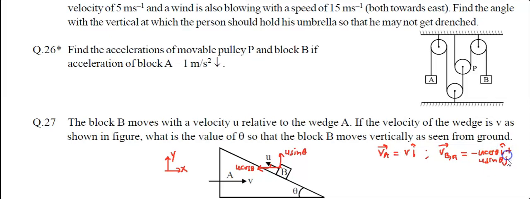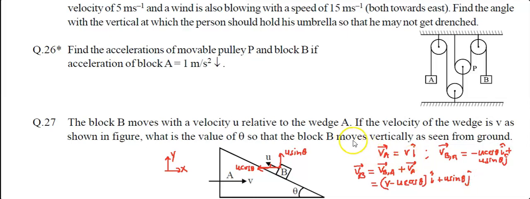We need to find the velocity of B with respect to ground. So the velocity of B with respect to ground is going to be equal to the velocity of B with respect to A plus the velocity of A. This is the relative velocity formula: VBA is equal to VB minus VA. That's what we are using. So we need to add these two together. When we add them, we get V minus u cos theta in the direction of i cap, plus u sin theta in the direction of j cap, isn't it?